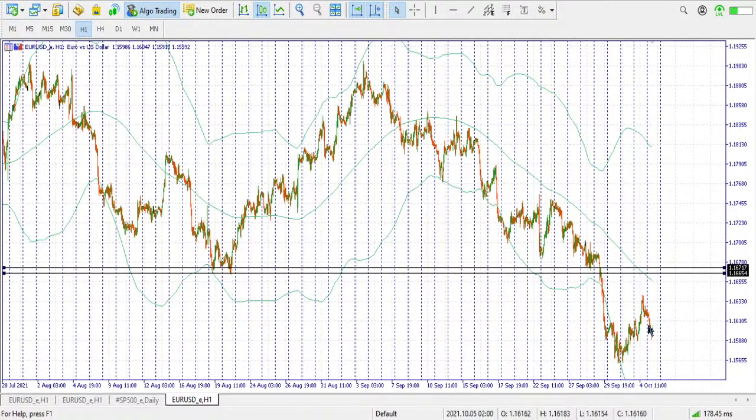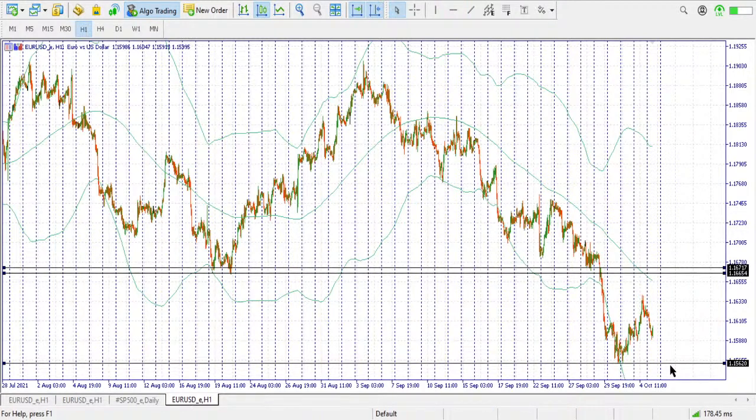So the best place to sell it from is when the price comes back up to this point here. Otherwise, if it breaks below this point, 1.16620, then this will mean we are now continuing to the lower side.